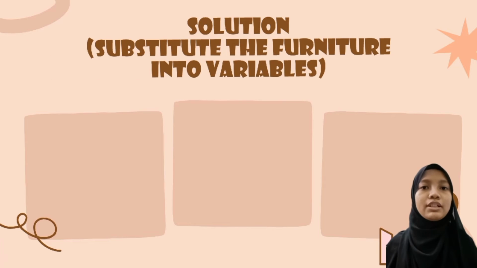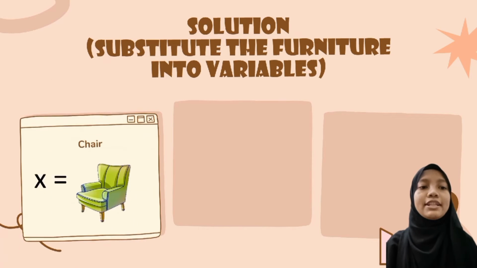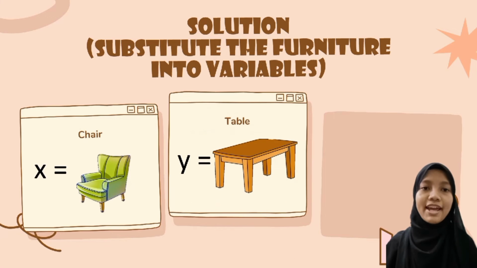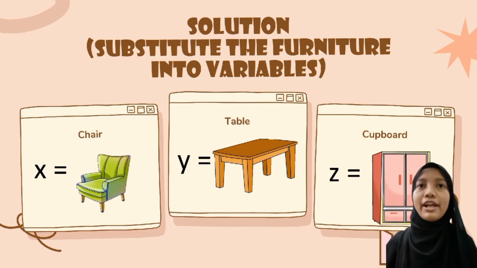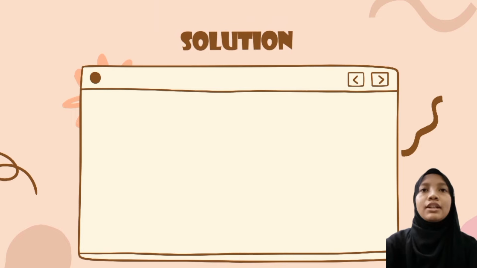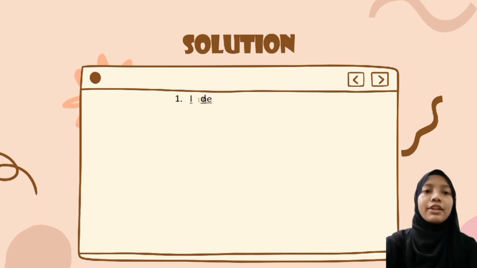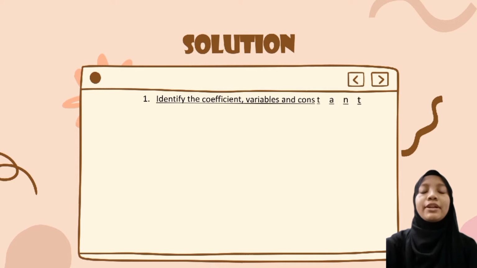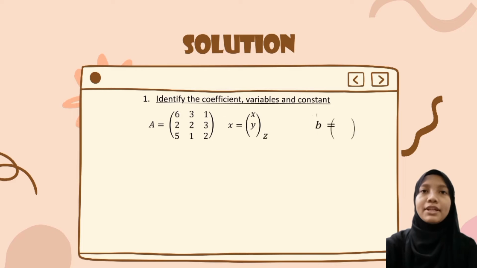So first we need to substitute the furniture into variables, such as for chair we put it as x, table as y and cupboard as z. For the solution we use the Cramer's rule method. Okay, first we need to identify the coefficient, variables and constant, which is A, X and B, just like written in the slide, where the coefficient A is 631, 223 and 512.